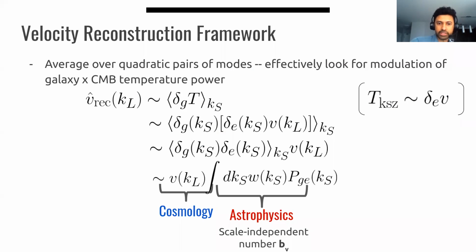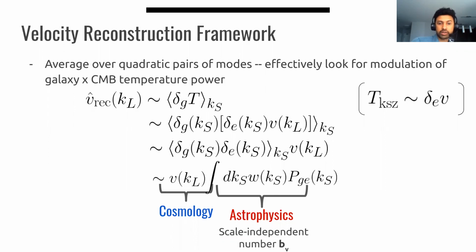A few lines of schematic math here show that if you plug in what the temperature anisotropies in the CMB look like, which is an integrated line of sight projection of the product of the overdensity of electrons and the velocity field itself, the Ks here stand for the small scale wave numbers, right? So you're summing over pairs of products of small scale modes in the CMB and the galaxy overdensity. But that cross power spectrum is modulated by the long wavelength velocity modes, and those long wavelength modes don't matter in this integral. You just pull them out of the integral.